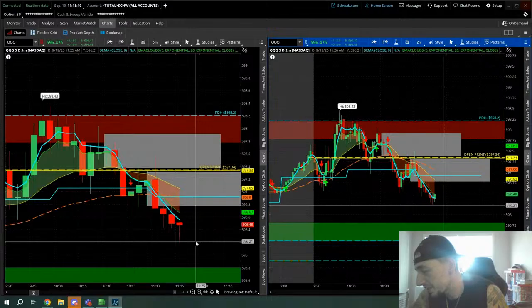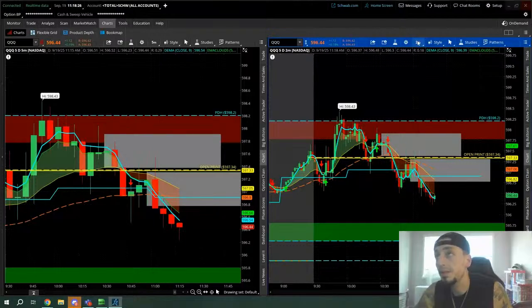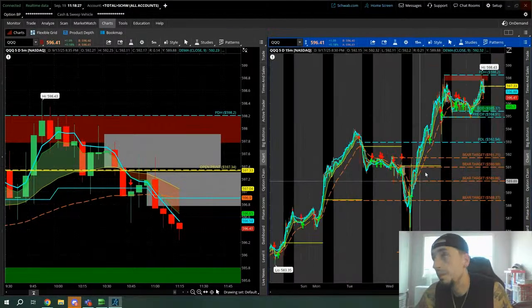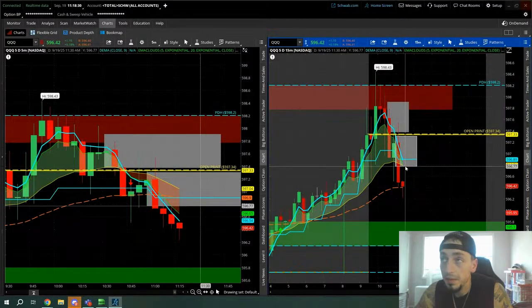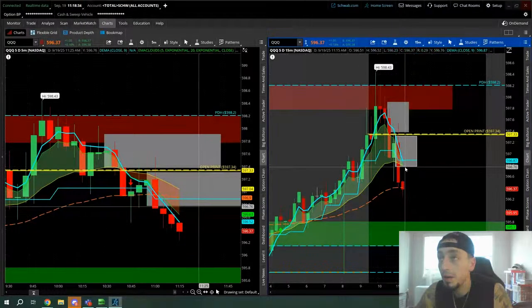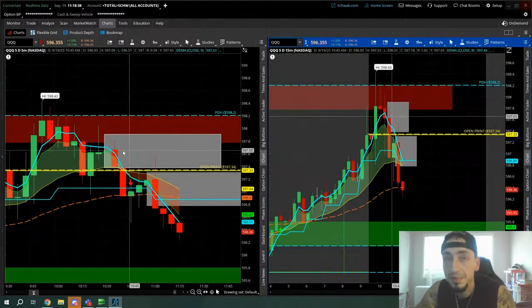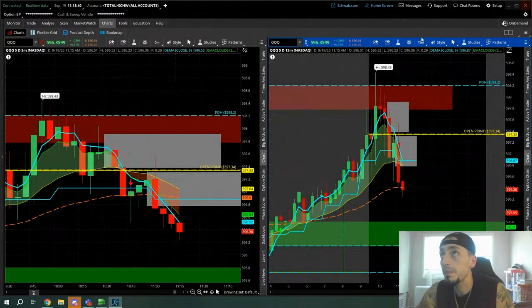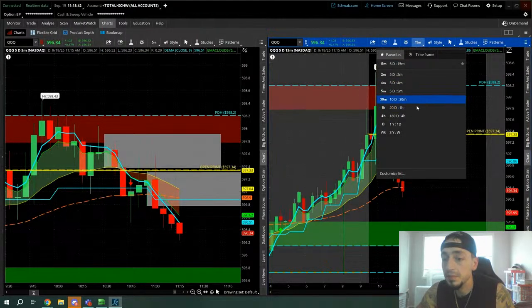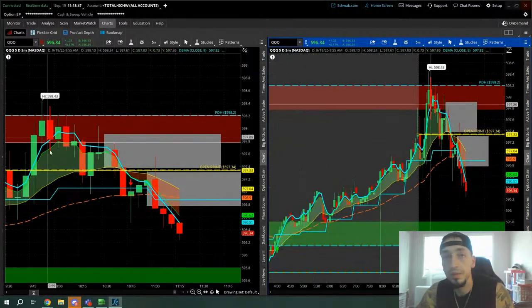Stay patient, guys. Look at the 15. Okay, got a little pocket. I'm looking for a pullback at least into 59660. ES is hitting the EOD. Okay, thank you, guys.